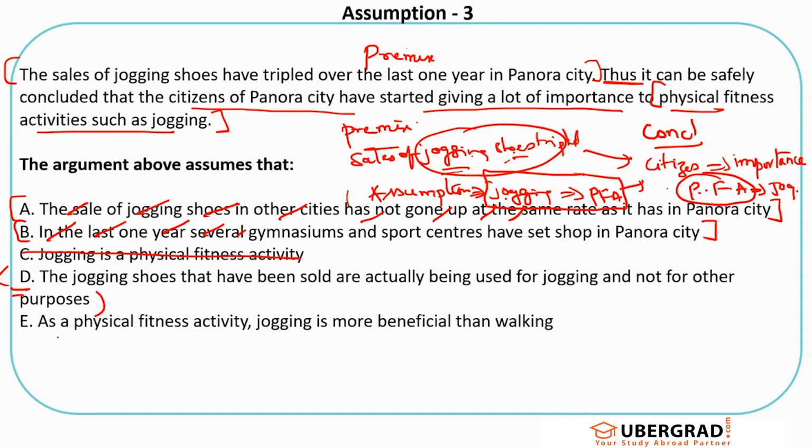So jogging shoes that are being sold are actually being used. That's the connection that's missing, right? Jogging is related to the physical fitness activity. That is, people are using these shoes for physical fitness activities and not for other purposes. This looks like a decent one.